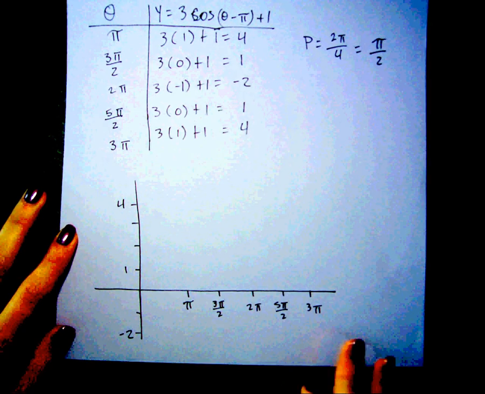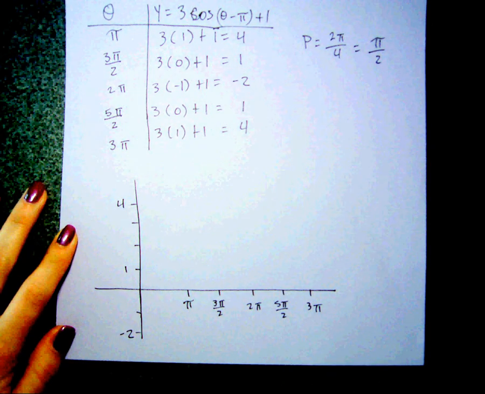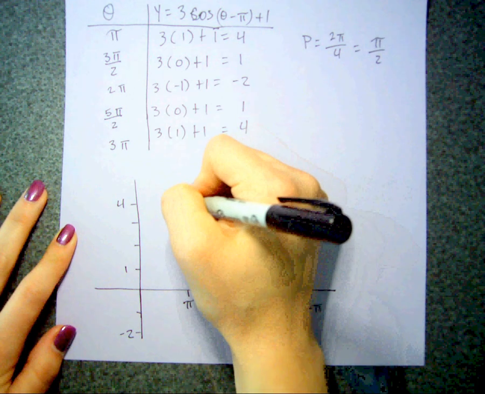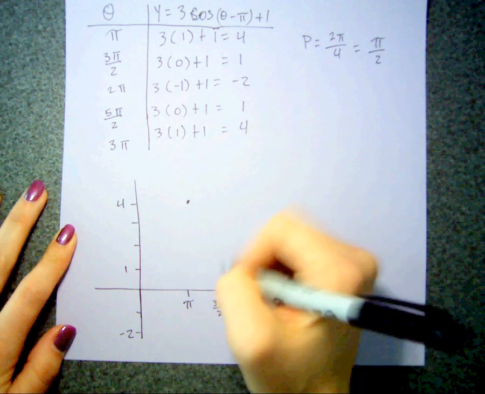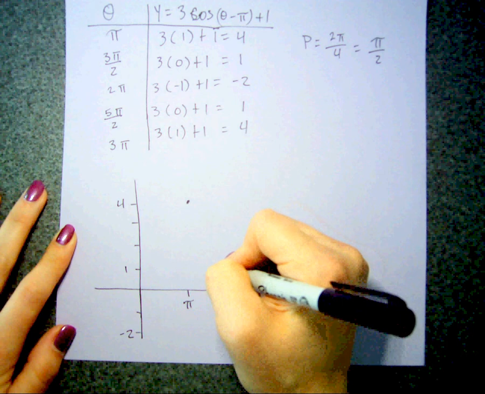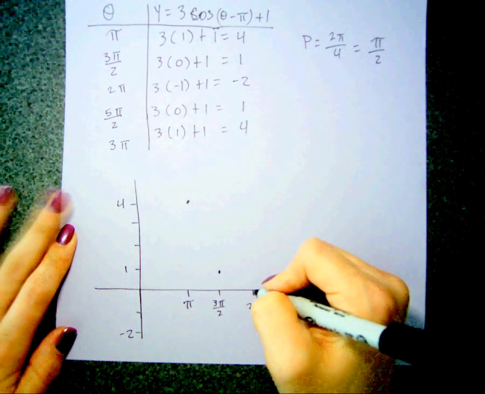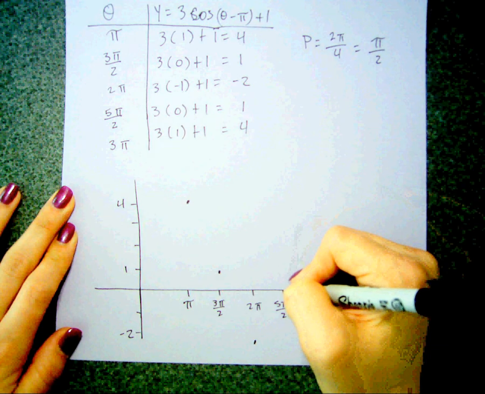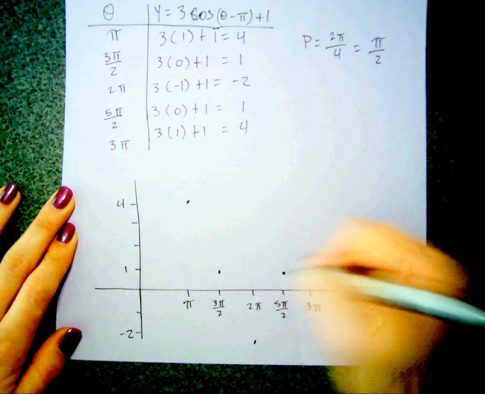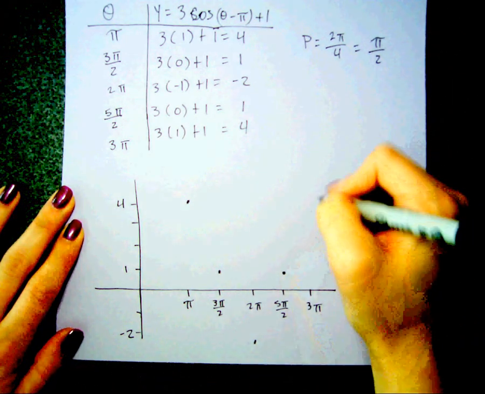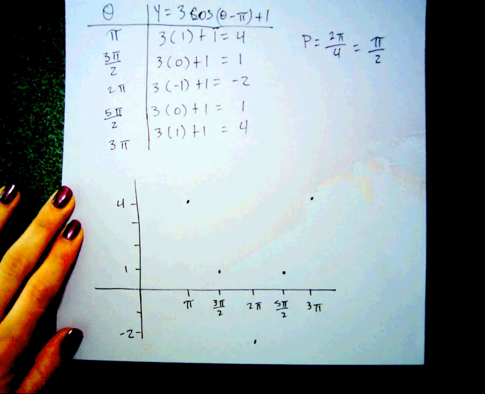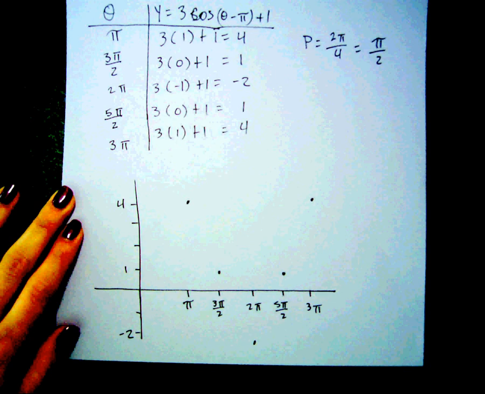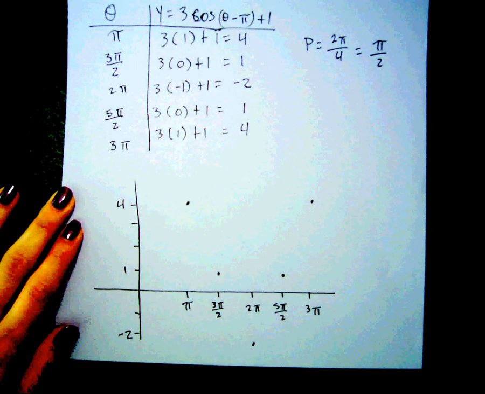And one more time, I just want secant, so I'm just going to plot my points to begin with. So at pi, I'm at 4. At 3 pi over 2, I'm at 1. At 2 pi, I'm at negative 2. At 5 pi over 2, I'm at 1. And at 3 pi, I'm back up at 4. So this one definitely was transformed. Think of the regular cosine function, the original.